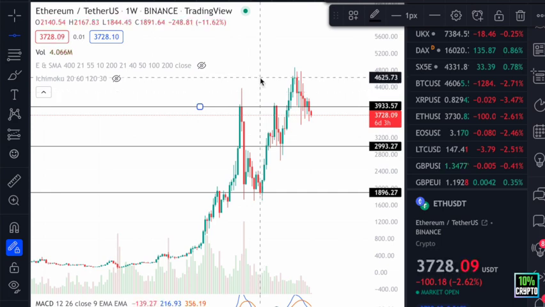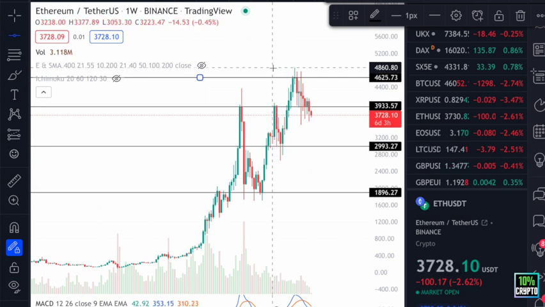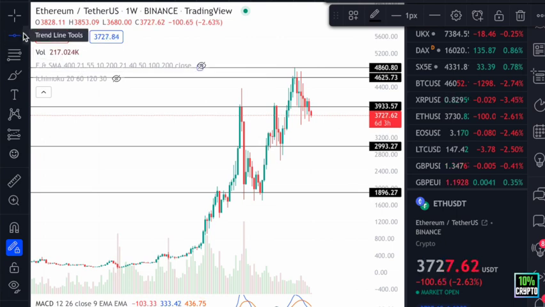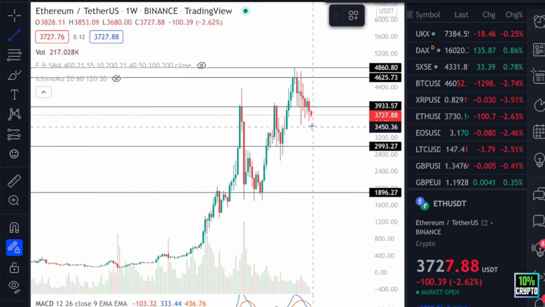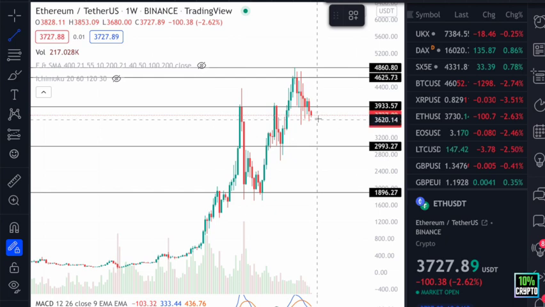And I always like to add the highest closing candle, which is about there, and the actual all-time high. You don't have to, but it's just good to have there sometimes. So the next thing that I like to add is usually a trend line. You can kind of see a trend line forming here.